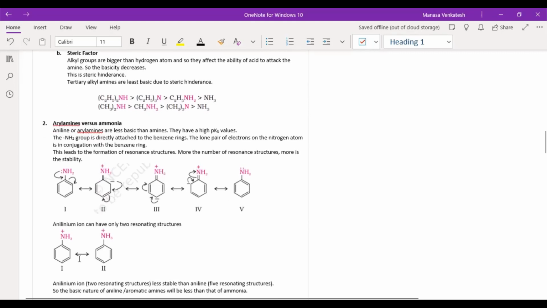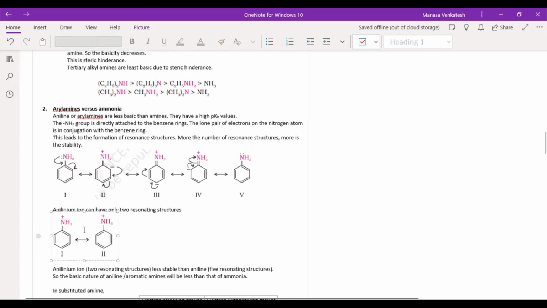Next is going to be aryl amines versus ammonia. Now, aryl amines are less basic than amines. As we know, that's because of the high pKb values. When the NH2 is attached to the benzene ring directly, it is electron releasing in nature, and the ortho and the para positions are going to get a negative charge, and you have 5 resonance structures forming. Now, when this NH2 accepts a proton, it leads to formation of the anilinium ion.